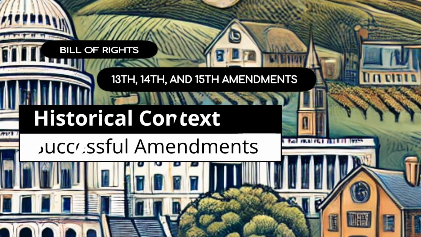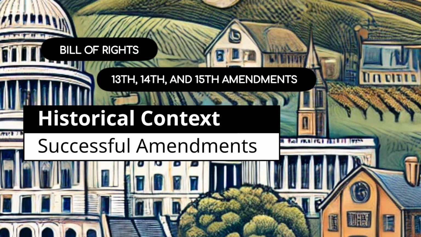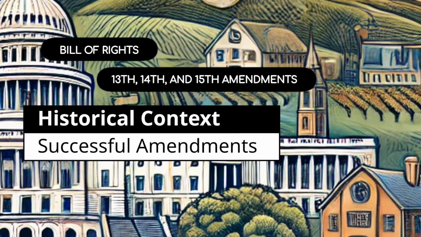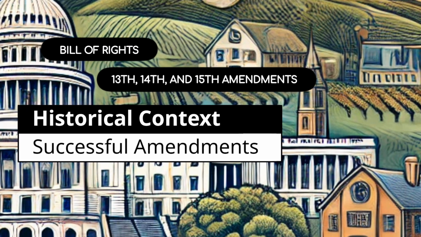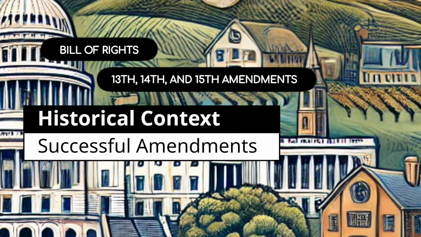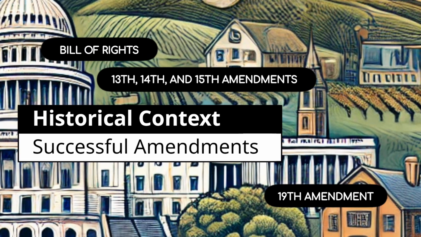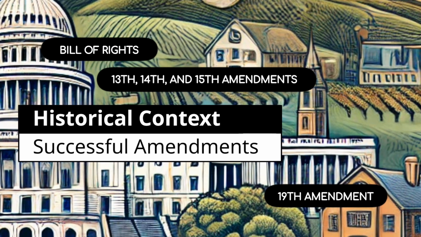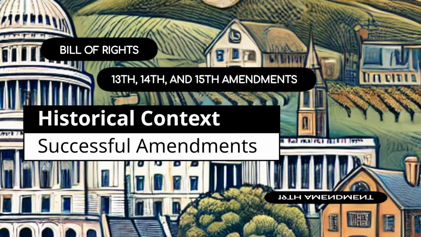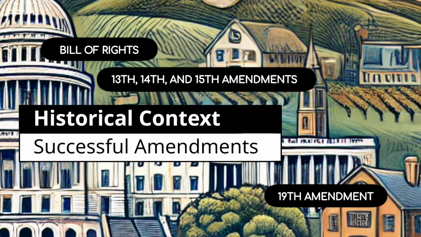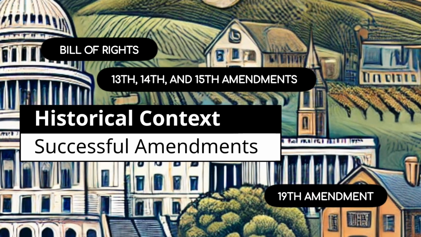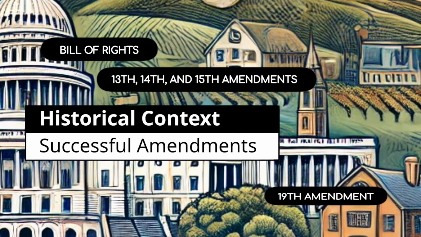The 13th, 14th, and 15th Amendments, 1865 to 1870. These Reconstruction Amendments abolished slavery, granted citizenship to all born in the U.S., and protected voting rights regardless of race. The 19th Amendment, 1920, granted women the right to vote, reflecting decades of activism and shifting societal norms. Each of these amendments reflects the nation's ability to adapt to societal changes while adhering to a rigorous process.